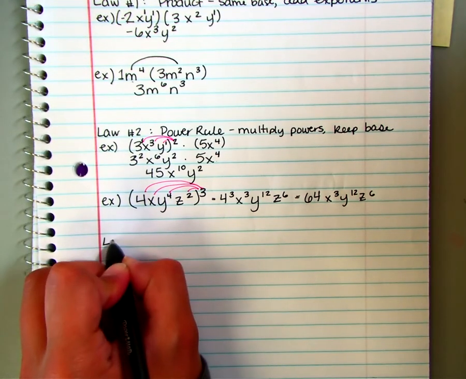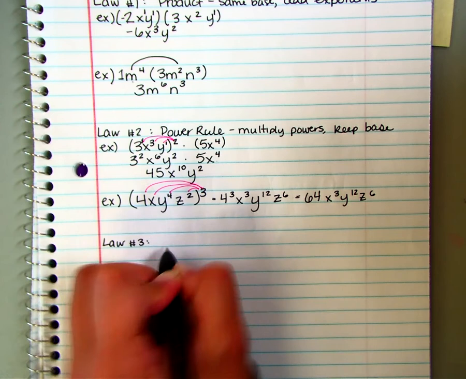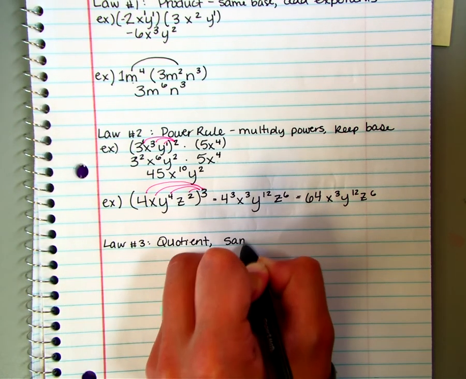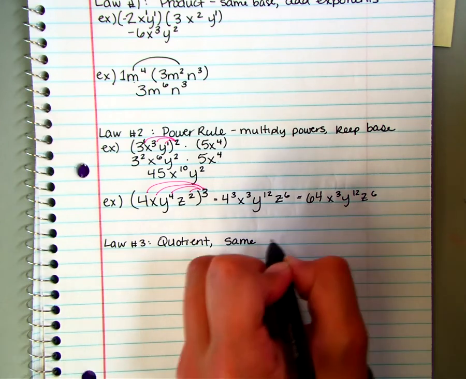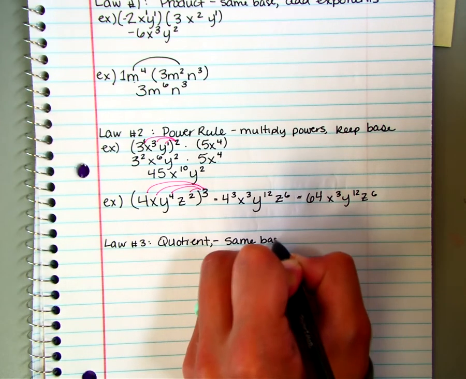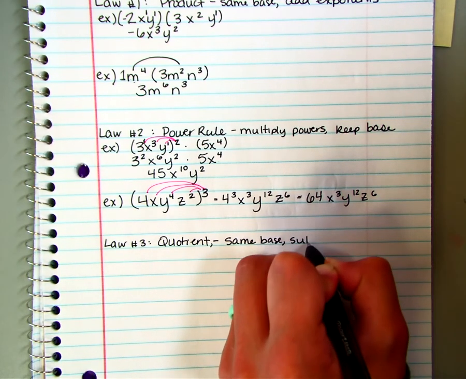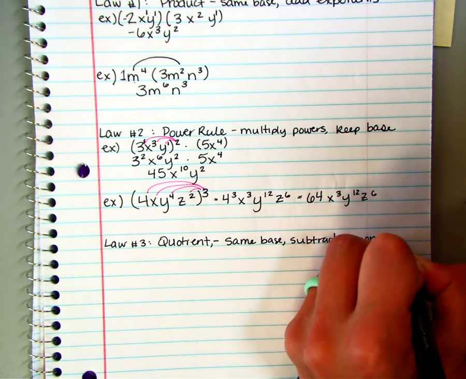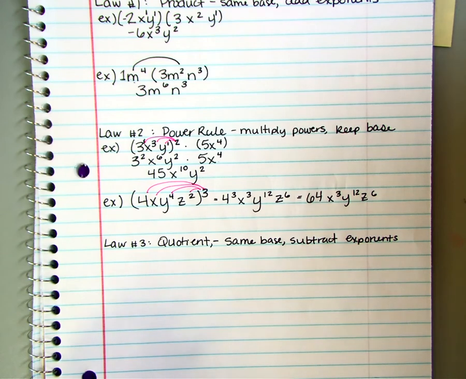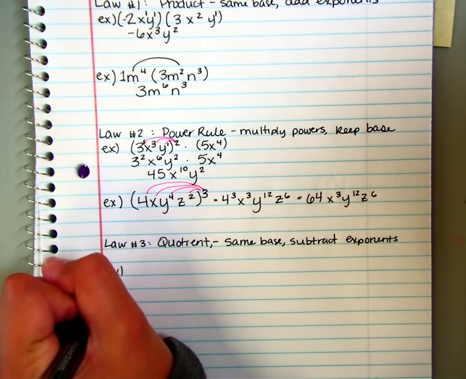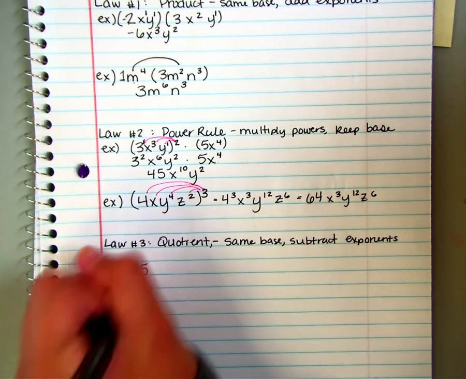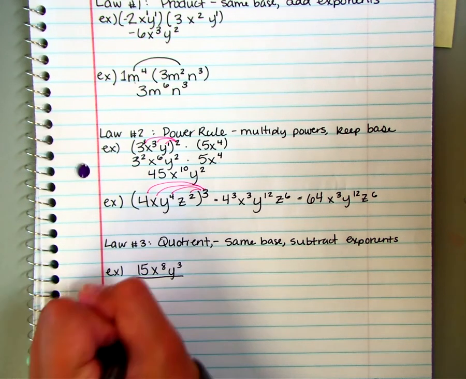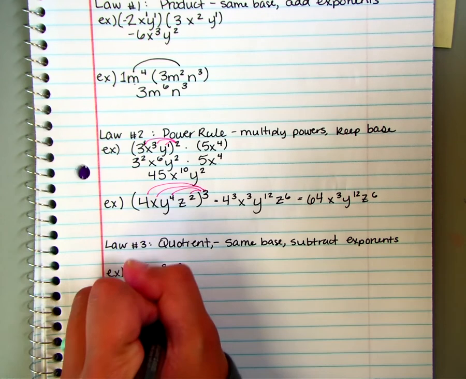All right, law 3 is the quotient rule. So if you've got division happening and you've got the same base, you subtract the exponents. So first example, 15x to the 8th y to the 3rd divided by 3x to the 4th y to the 5th.